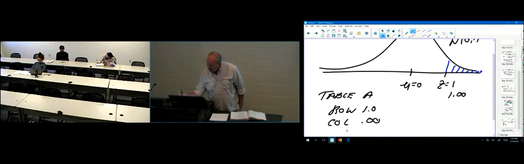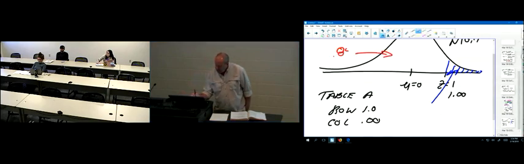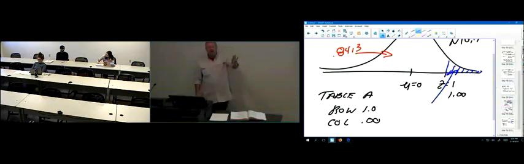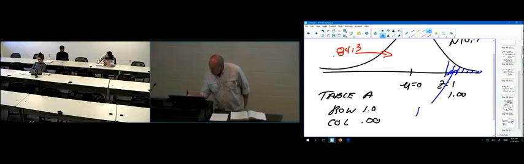0.8413 there. So what it's telling me is that this area right here is 0.8413. You should just stop me anytime you want. It's telling me this area here is 0.8413. Remember, the table always tells me to the left. In this case, I want to the right. Remember, the total area, the total probability, the total proportion underneath the curve is 1. So I'm going to take 1 minus 0.8413, and I get 0.1587.